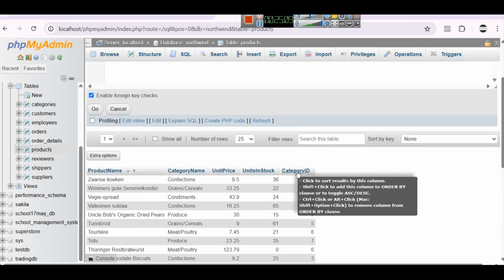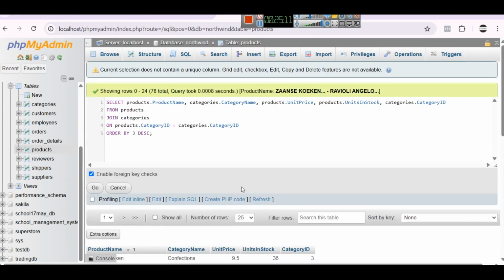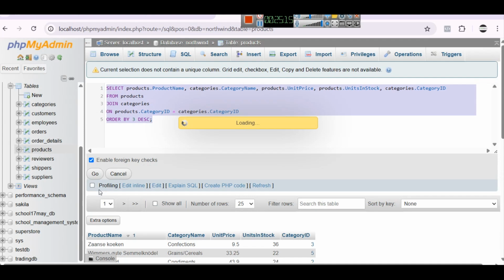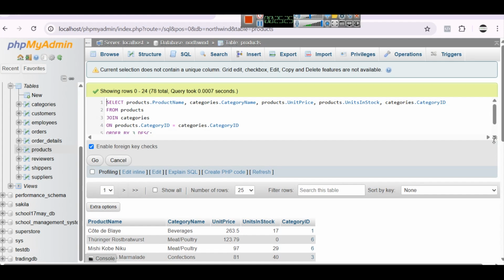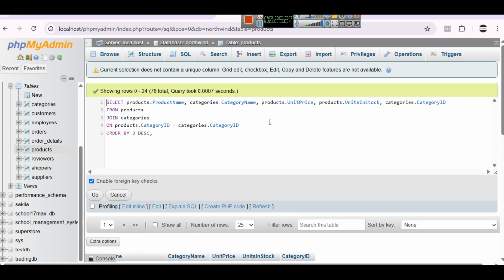That means now products that are higher in price will appear first in order, right? So you can see the costliest product is Cote de Blaye, 263.5. So this is a shorter way of doing the same thing. Instead of writing its name, we can write it like that.